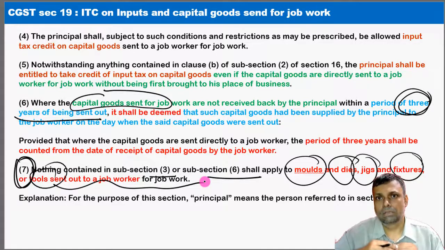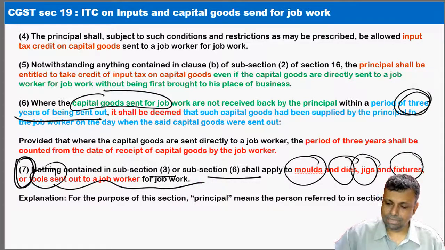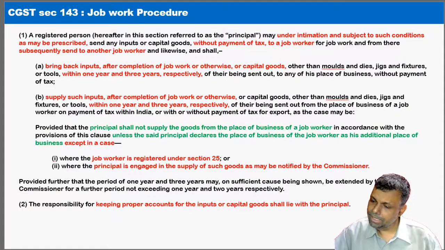That means, if a job worker is doing some work based on some molds or dies which are supplied by, say, myself, who is basically the real buyer, in that situation those things are like consumables. These consumables need not be returned. Further, if there is any scrap, that also need not be returned.